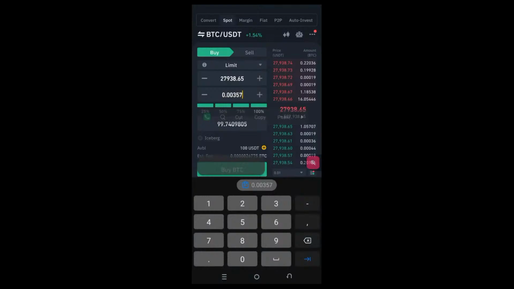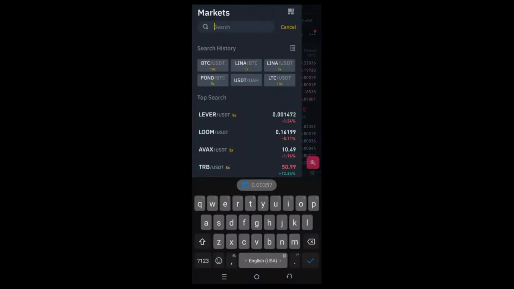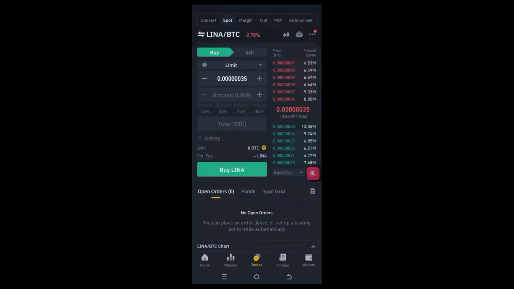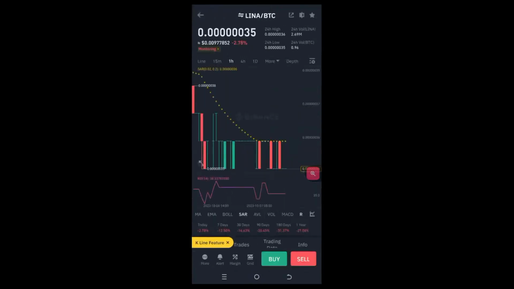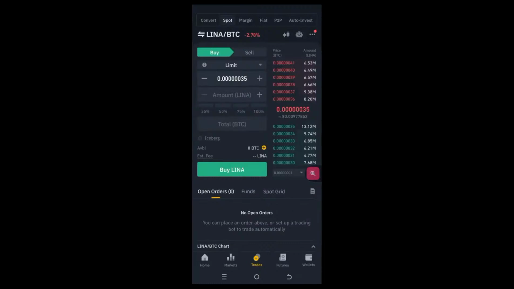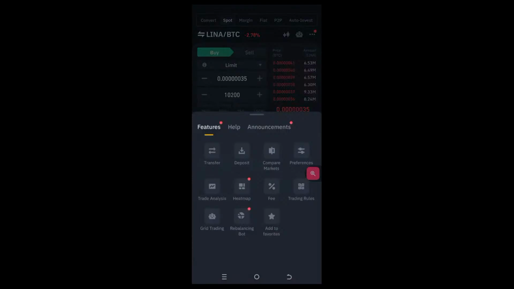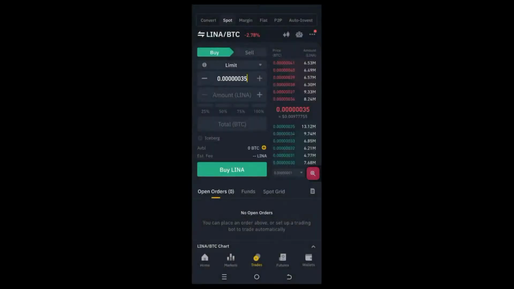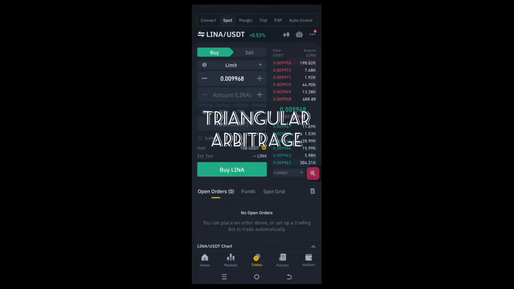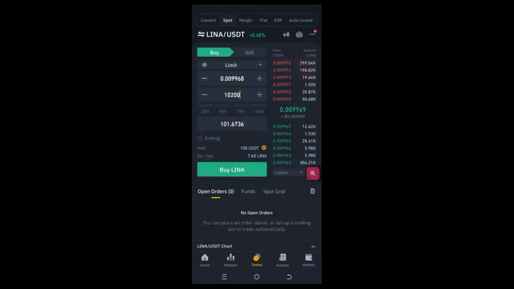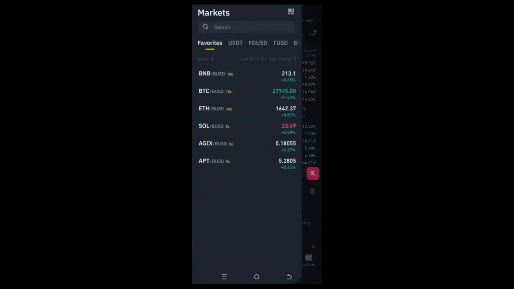Then let's copy it and go to Lena BTC. All right, here it is. I hope this is going to work for us. Let's put that in here quickly and buy. Make it snappy. That's 10,200. Let's copy that and quickly go and see how much this will give us in Lena USDT. By the way, this is triangular arbitrage. So I'm just going to put this in here and see. Oh, $1.67. Not bad at all. 1.67%. Let's go.